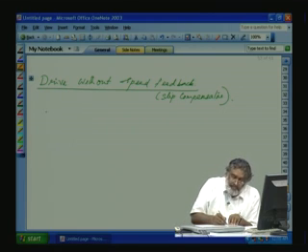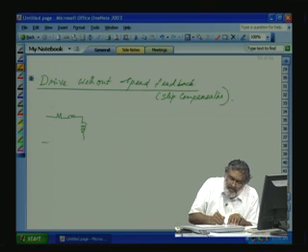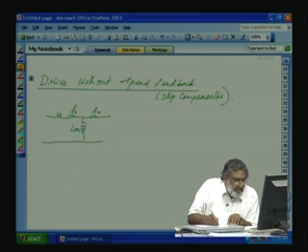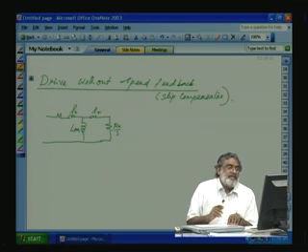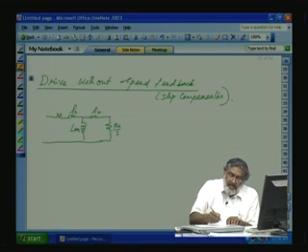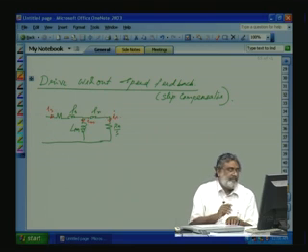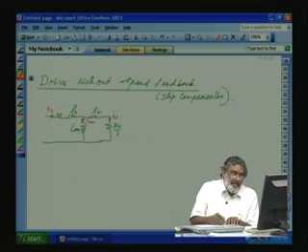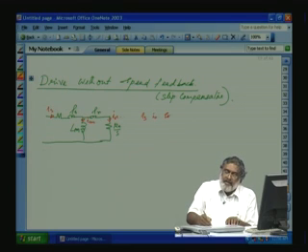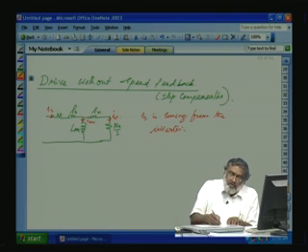Let us again use the steady state equivalent circuit. Here we have LM, the leakage LR, and RR by S. Here you have IM, here you have IS, and here you have IR. IS we are supplying from the inverter. So what is IM?